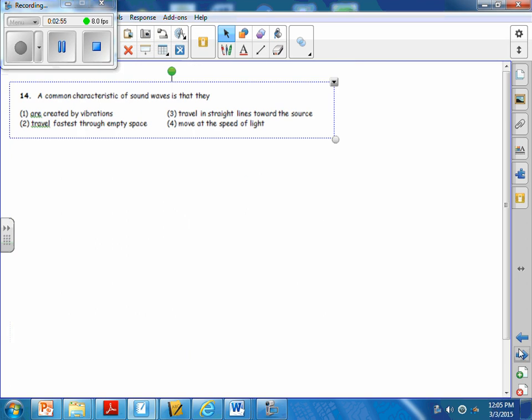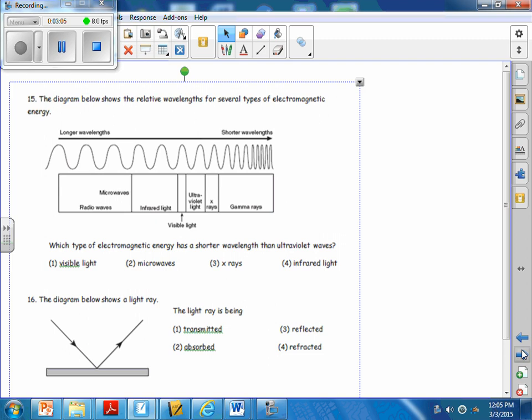Number 14, a common characteristic of all sound waves. Well, they need a medium, and that medium will be creating vibrations. Number 15, the diagram below shows the relative wavelengths for several types of electromagnetic energy. The longer waves are to the left, and the shorter ones are to the right.